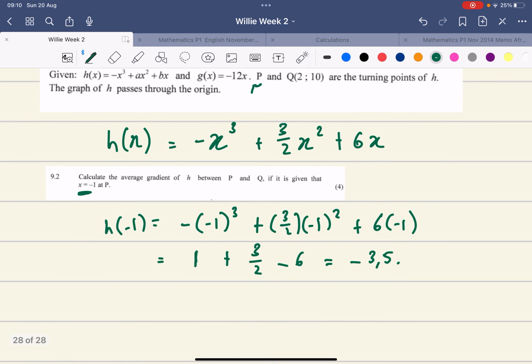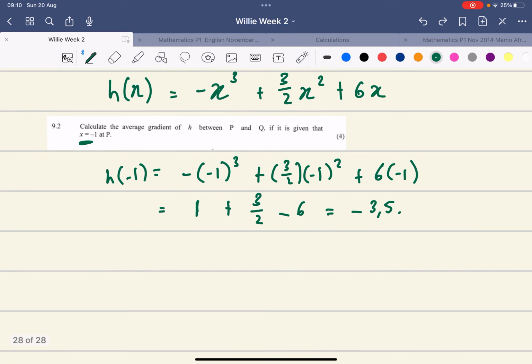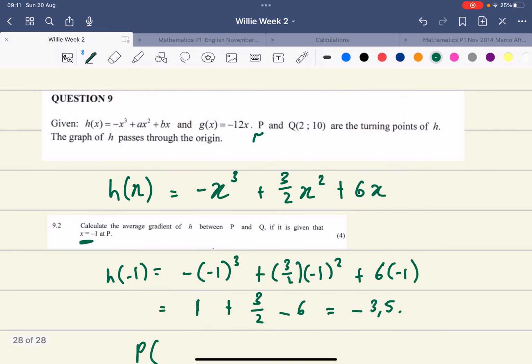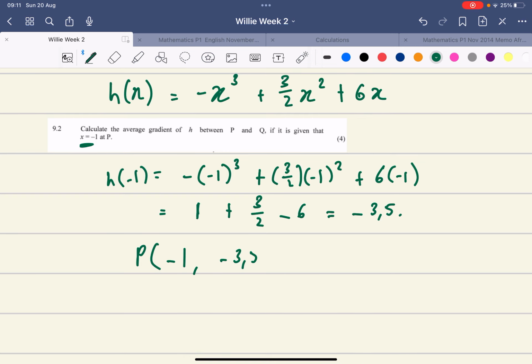If you're not comfortable with this, just plug it in your calculator and it should work out. Just make sure you use brackets in every spot where you have an x. So that means that the coordinates of P are (-1; -3,5).